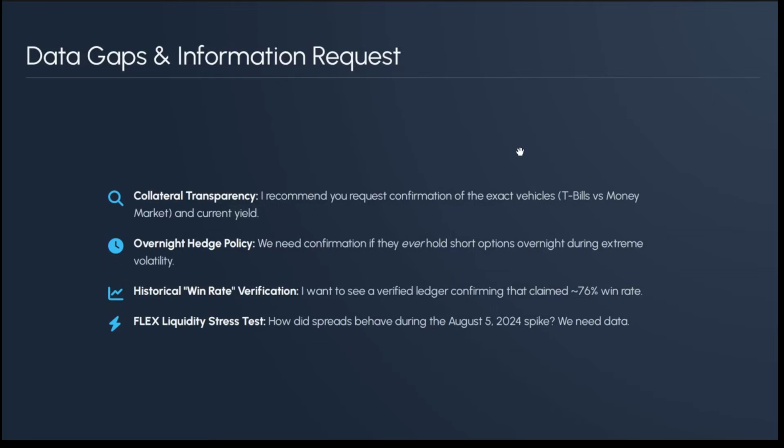Overnight hedge policy, right? We need confirmation whether they ever hold short options overnight during extreme volatility. You can always ask that. These are just questions you can send in an email or however you want to contact them. Historical win rate, flex liquidity stress test, right? How did spreads behave during the August 5th, 2024 spike? We need data. Please email it to me, or they can tell you it's on this site, click this link, if they have it. I didn't find any.